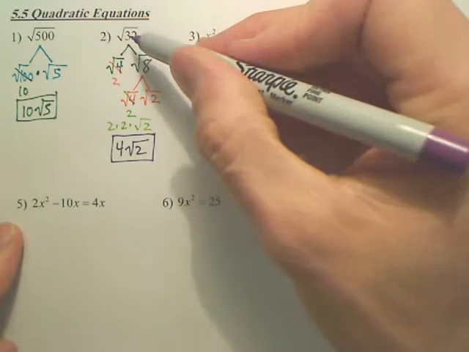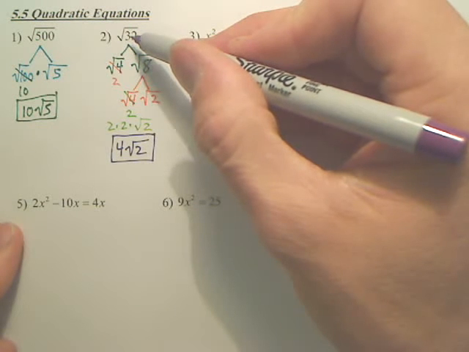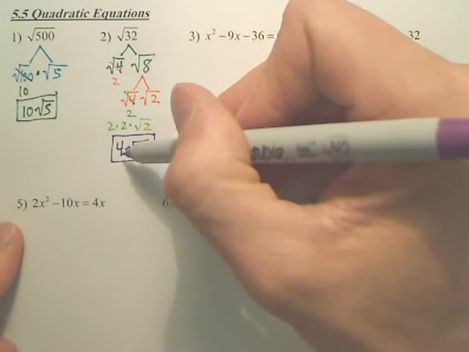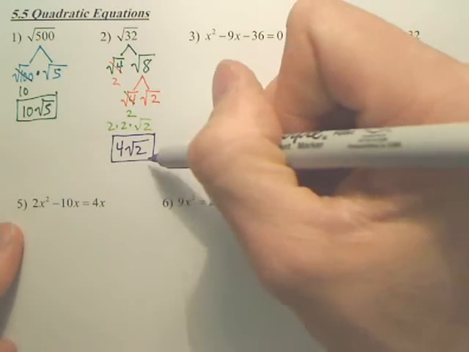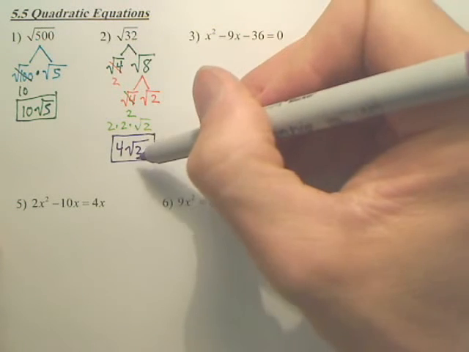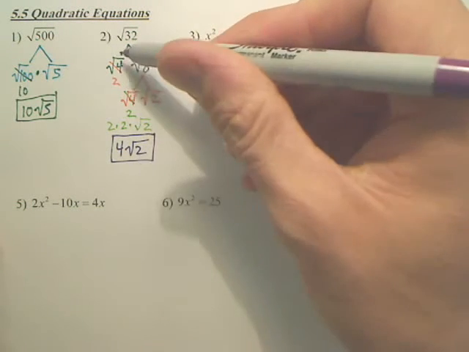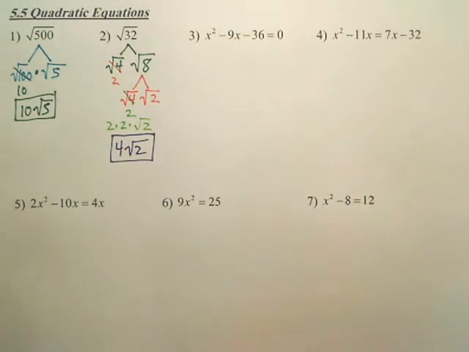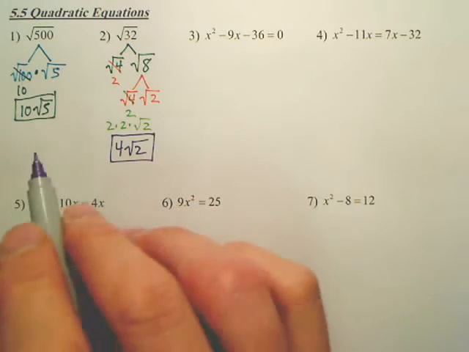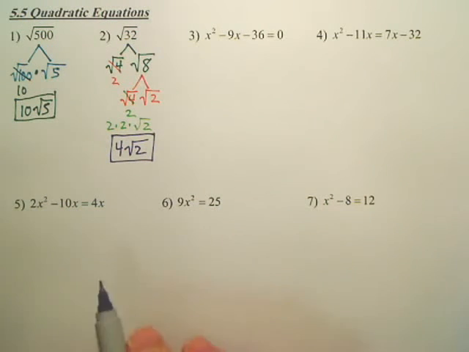By the way, did anybody notice 32 is 16 times 2? And what's the square root of 16? 4. You could have spotted the 16 right off the bat and jumped straight to this. But for some people, they have to do it in multiple steps. This is simplifying square roots. You have to deal with this within some of these problems down here.